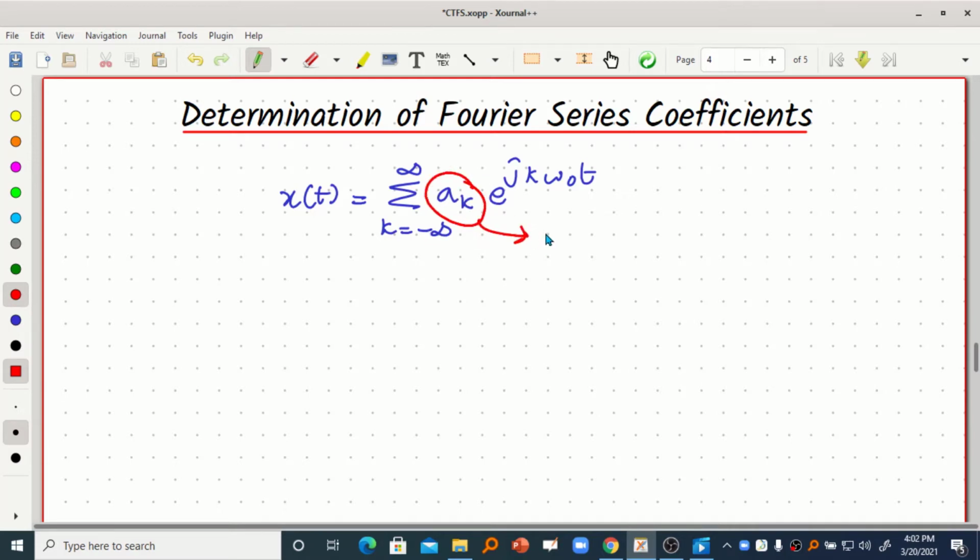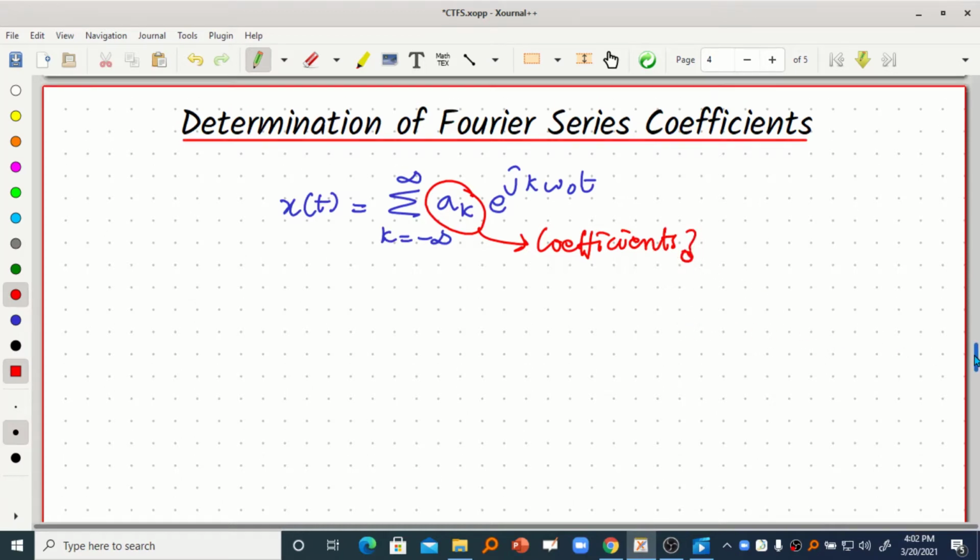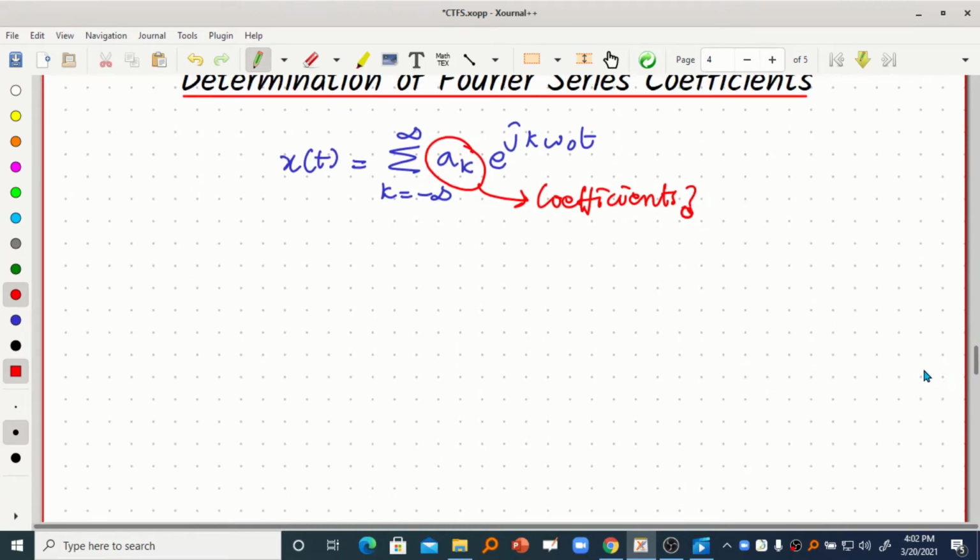These are known as the coefficients. So how do we find the values of these coefficients in this equation? That is also required for us. This can be done using some mathematical procedures, so I am just showing the derivation: how can we find the coefficients a_k, and what is the derivation behind it?